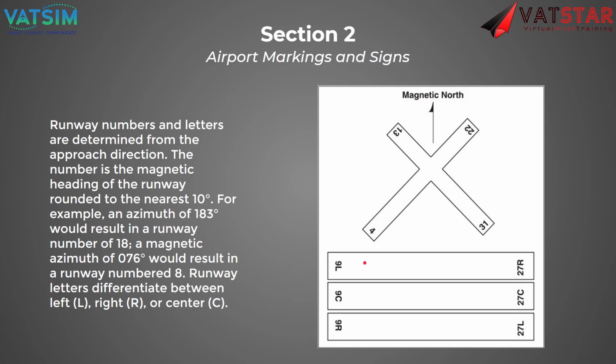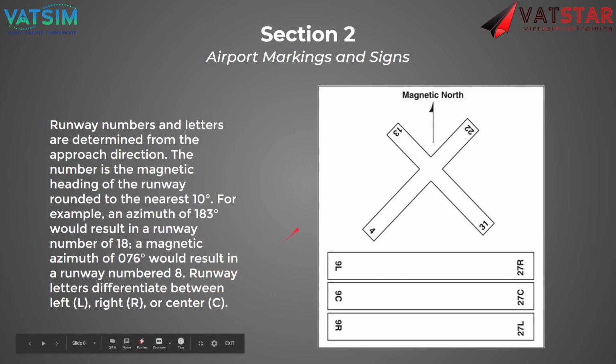So the number is the magnetic heading of the runway rounded to the nearest 10 degrees. And there's an example here. If the magnetic direction is 183, you'd result in runway 18. If the magnetic direction is 076, you'd round up to the nearest 10, so it'd be runway 8.